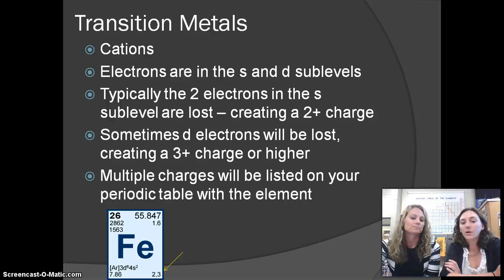Multiple charges are listed on your periodic table with the element. So this one right here, at the bottom, they're just 2 little numbers. Those are the oxidation states, oxidation numbers. Just look for your key on whatever periodic table you're using and look for oxidation state or oxidation number. It should be on the front side of both of them. You're just going to look for it. They'll be there to help you out.